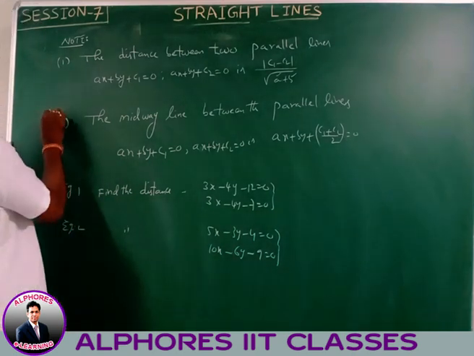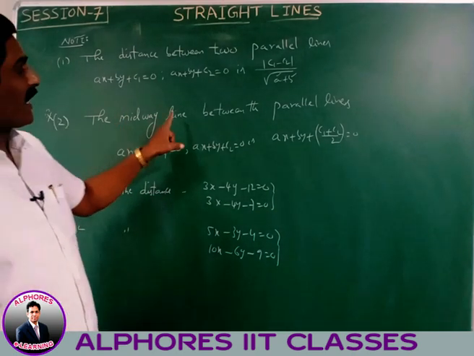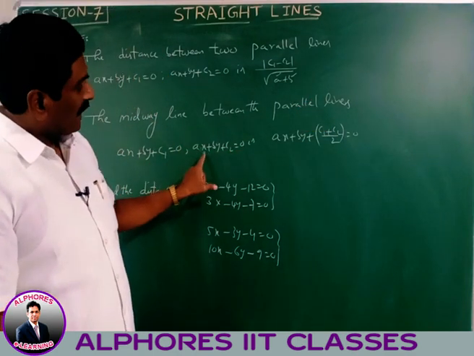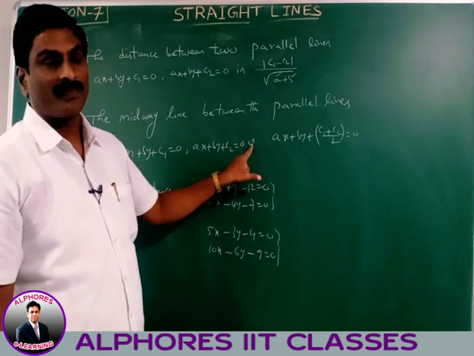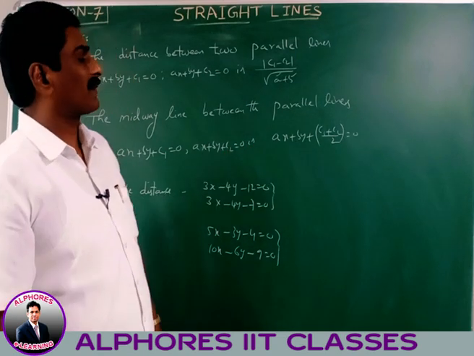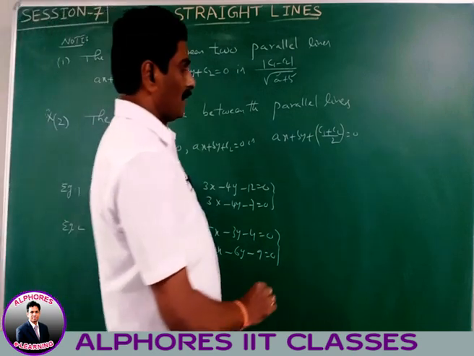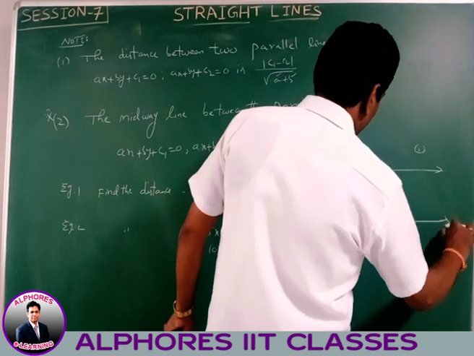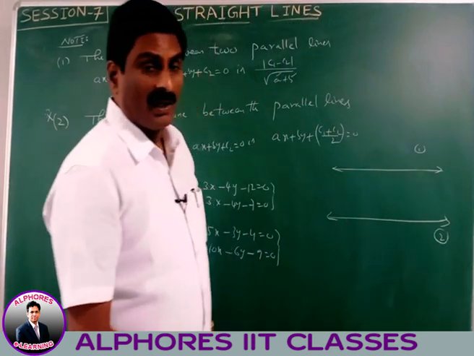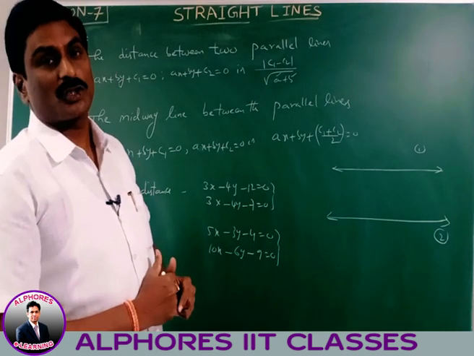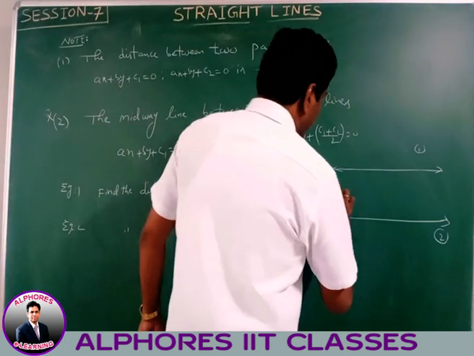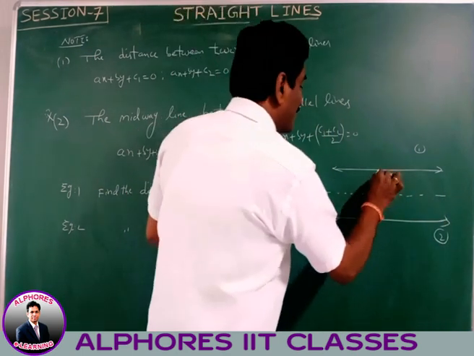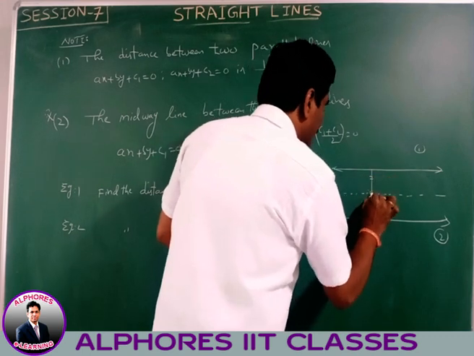Next, second one, very very important. The midway line between the parallel lines ax plus by plus c1 is equal to 0 and ax plus by plus c2 is equal to 0 is ax plus by plus (c1 plus c2) by 2 is equal to 0. Please observe: it is the first line, it is the second line. These two are parallel lines. Now we find the midway line between these two parallel lines. That means the line which is parallel to these two lines and lies in between. That means this line is equidistant from these two lines. This distance is equal to this distance.